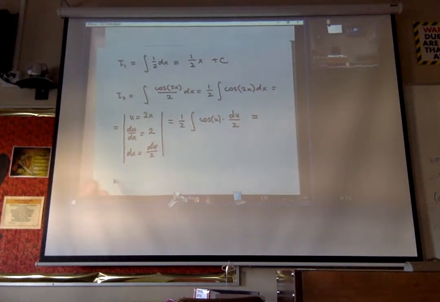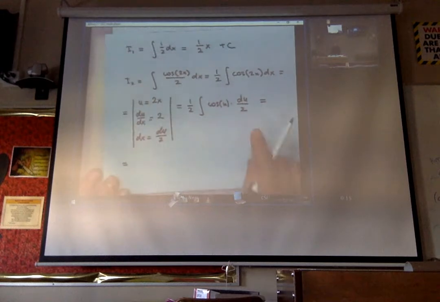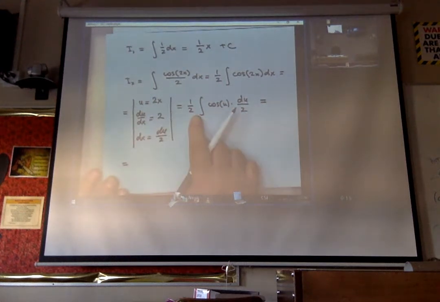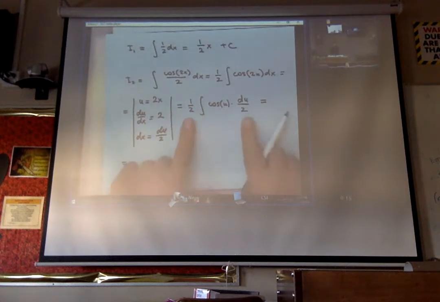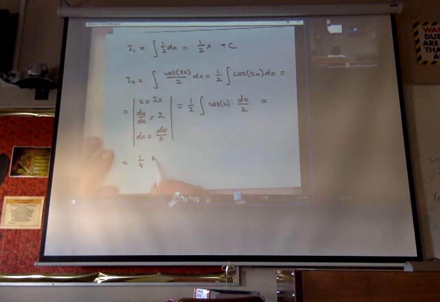So the next step, I'm going to take this 1 over 2 from inside, outside, so I'll get 1 over 4, right? If you take this outside. So you get 1 over 4, and then what is the antiderivative of cosine? Do we get negative sine or positive sine? So what do you think? Sine, positive.